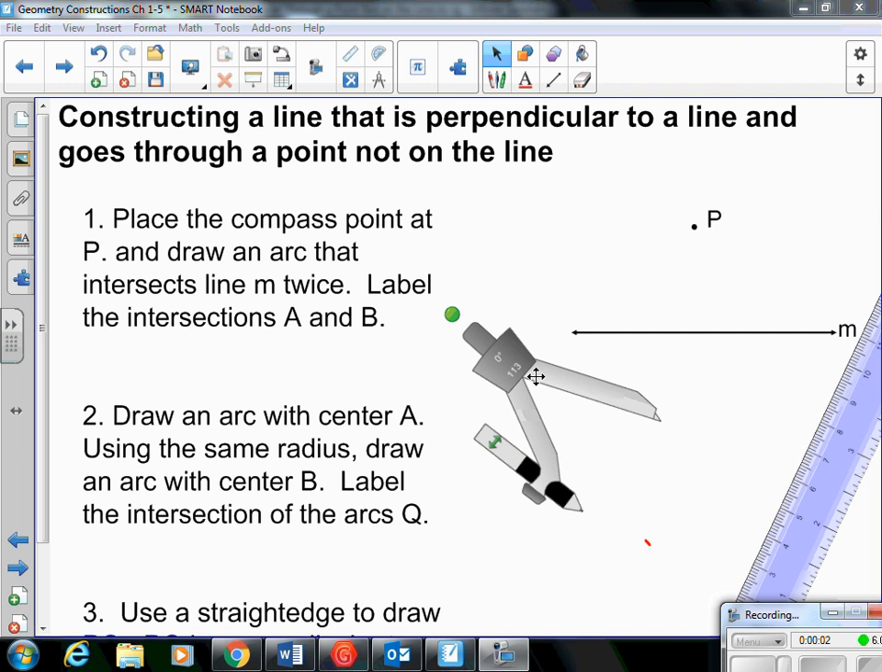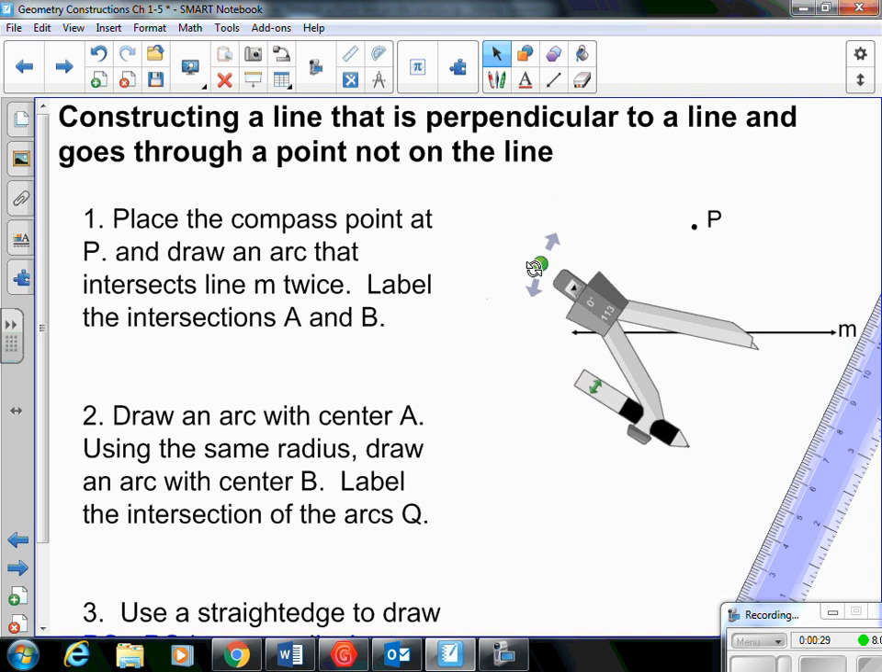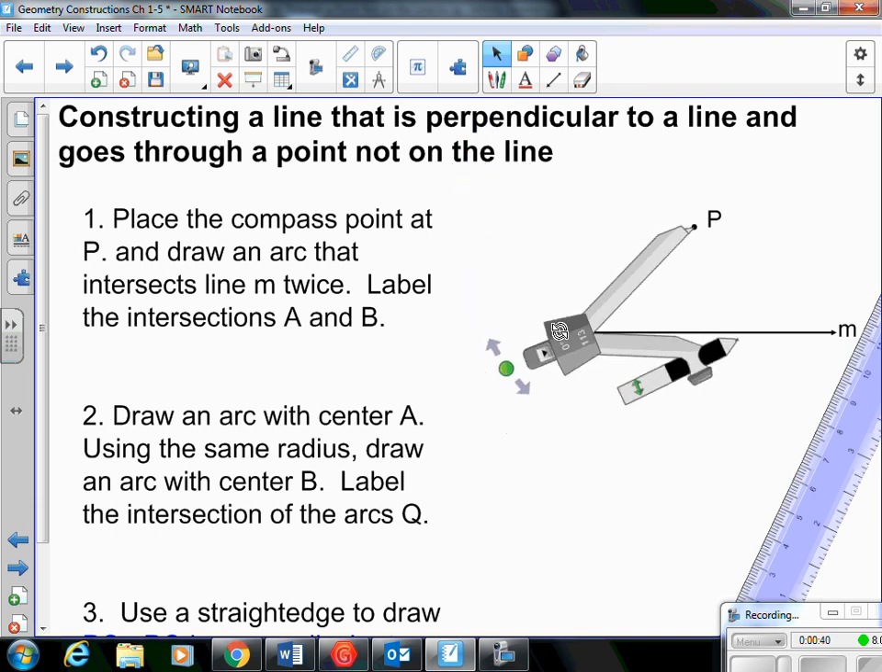All right, so we're going to construct a line that's perpendicular to a line and goes through a point not on the line. So I'll draw a line that goes through this point P that intersects line M at a right angle. So first step, we're going to place our compass at point P. And we're going to draw an arc that's going to intersect this line M in two places.